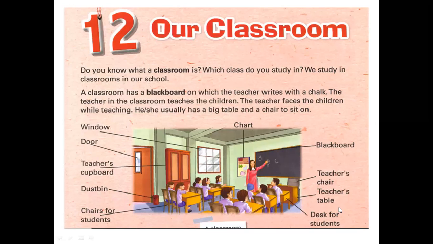So now, some parts will be there. Can you see that? What is this? Window. Very good. This is a chart, this is known as a blackboard, and this is known as a door, and the teacher's cupboard. What is this? This is known as a teacher's cupboard, and this is a dustbin, and these are chairs for the students. What is this, children? These are the chairs for the students. And what is this? This is known as a desk.